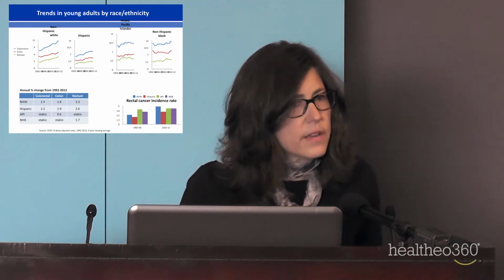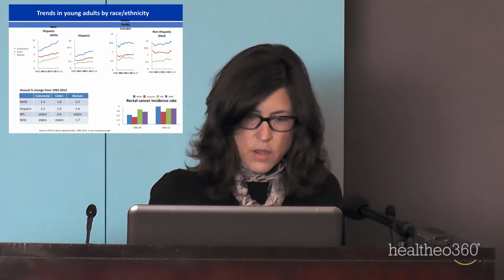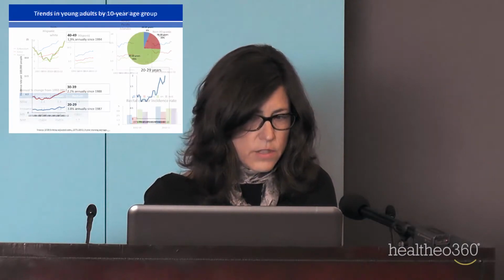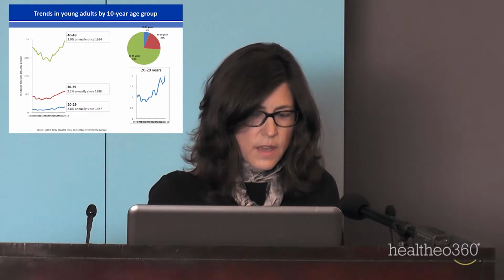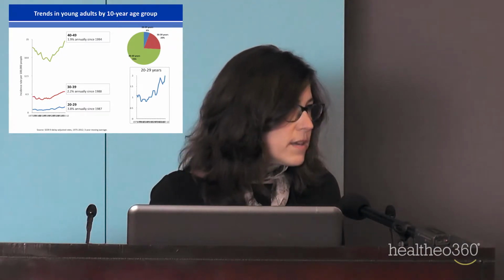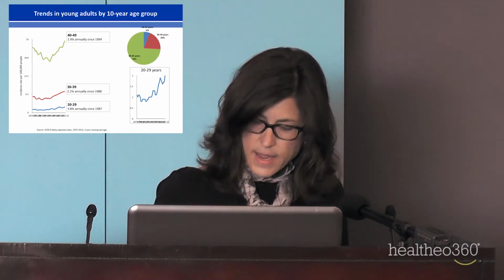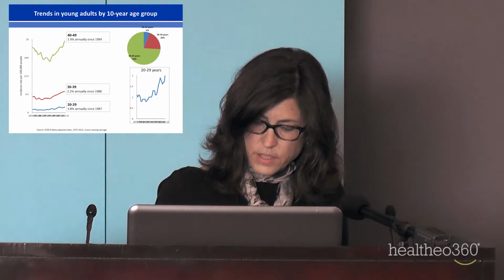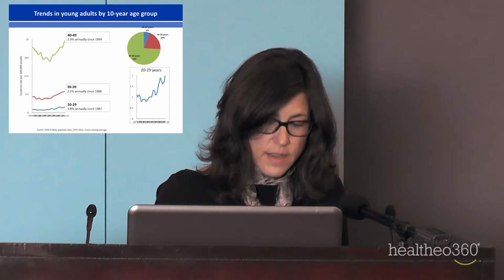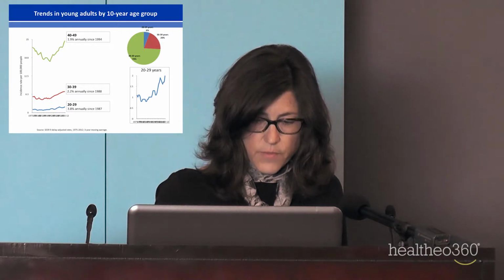The next few slides show incidence trends by age. Here we have 10-year age groups under age 50. Rates are increasing for every age group, with the largest magnitude being in the youngest group, 20 to 29. And it's hard to have an appreciation for this 4%, almost 4% increase annually for this age group.